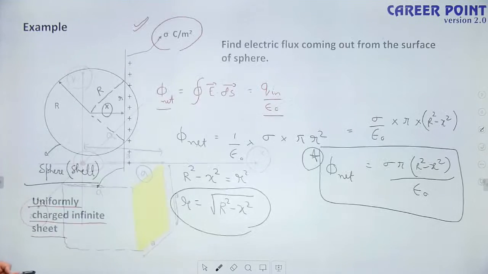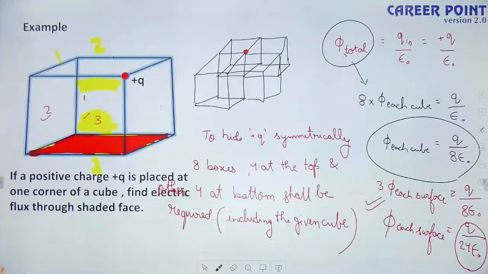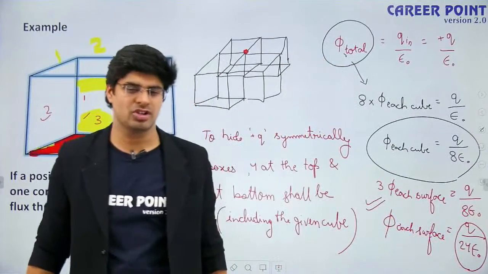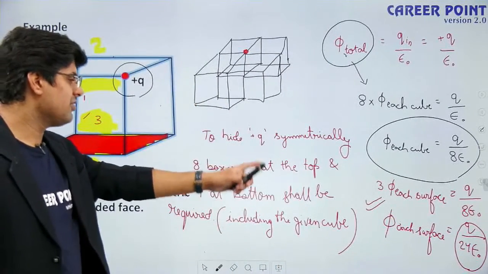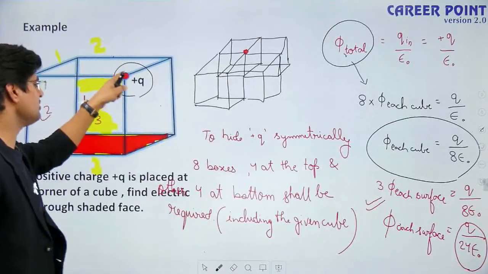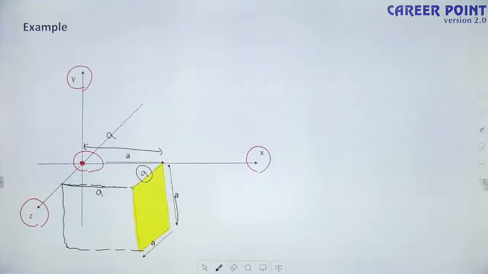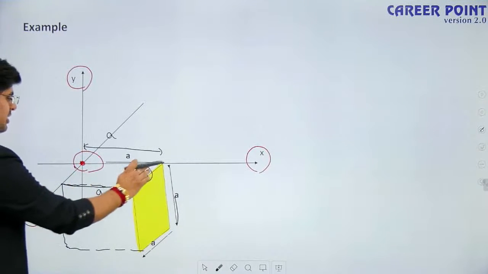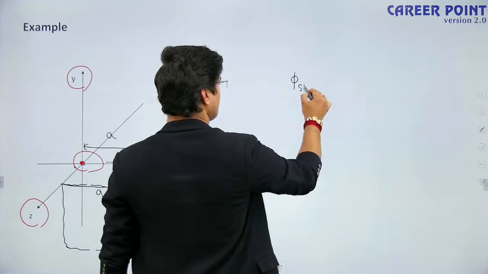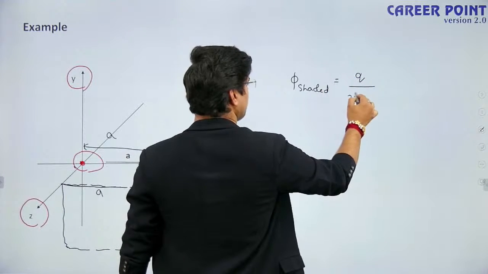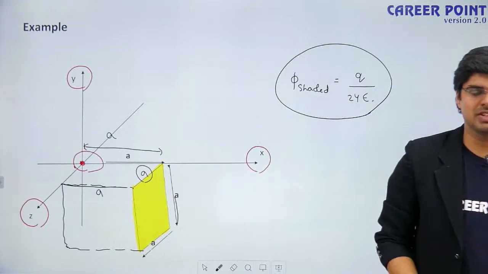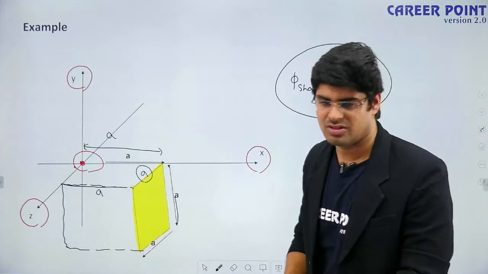How? Focus here. For a charge placed at the corner, what is the answer we have found out? We have found out the answer will be q upon 24 epsilon naught. Q upon 24 epsilon naught is the flux passing through each surface when a charge is placed at the corner of the cube. Similarly, here also the charge is placed at the corner of the cube if we imagine this surface to be a part of a complete cube. So the answer here will be direct: phi shaded is equal to q upon 24 epsilon naught. Is that clear? No problem. Did everyone understand how, with the help of the previous question, we can directly write the answer to this? Okay.